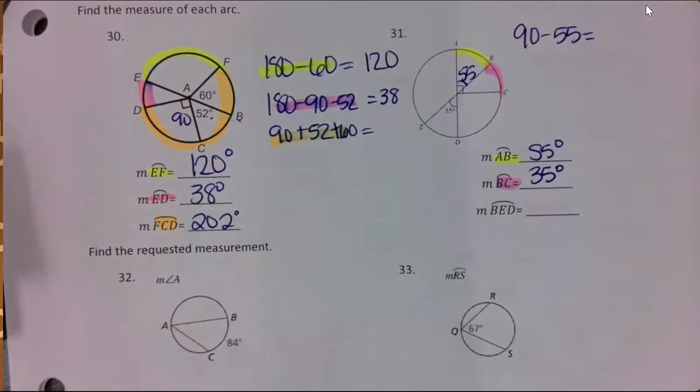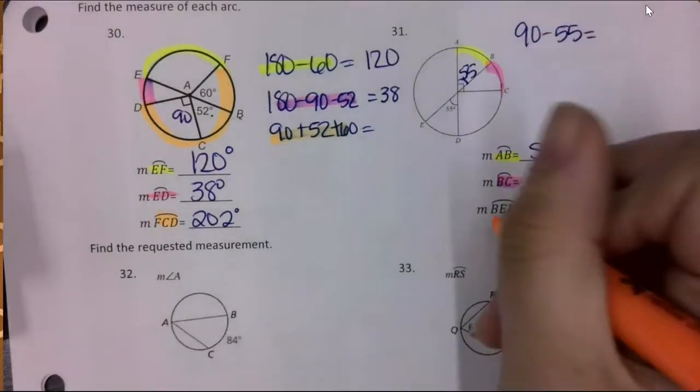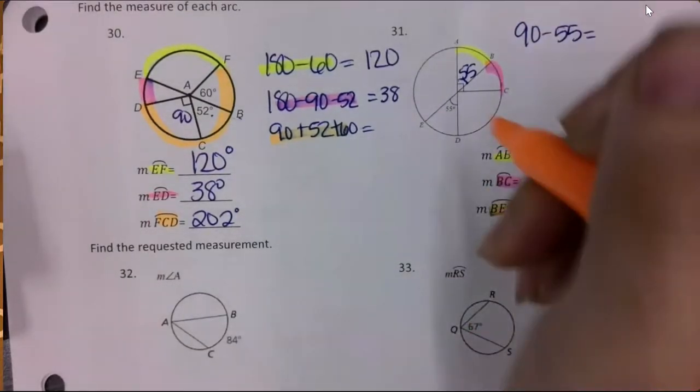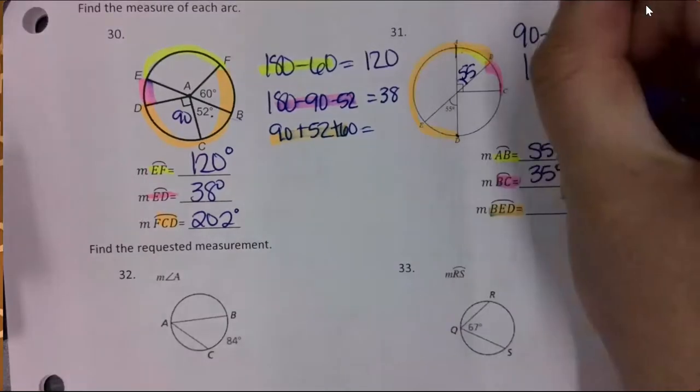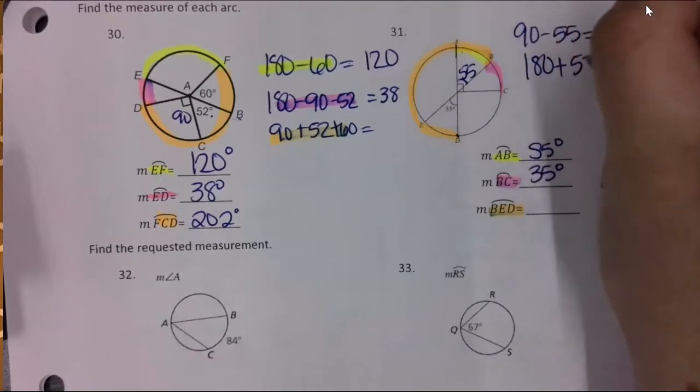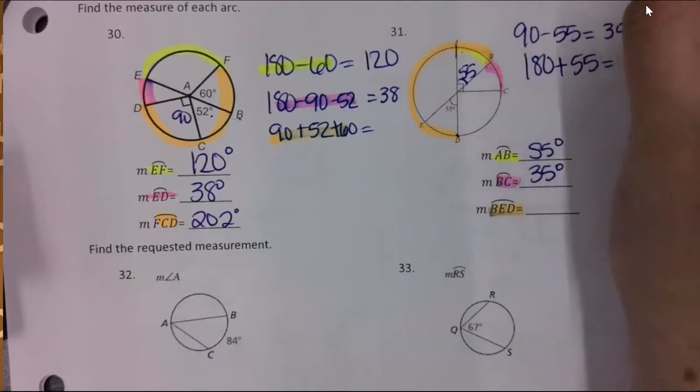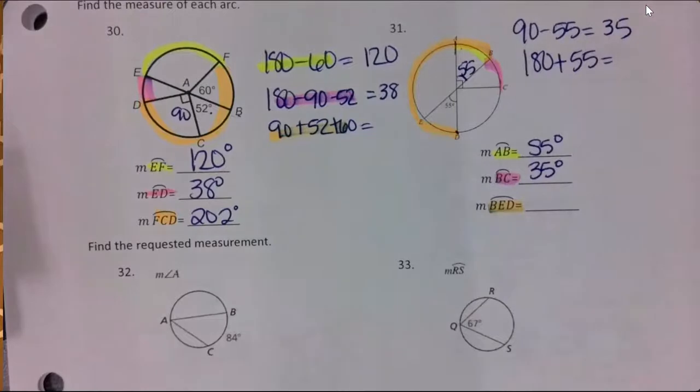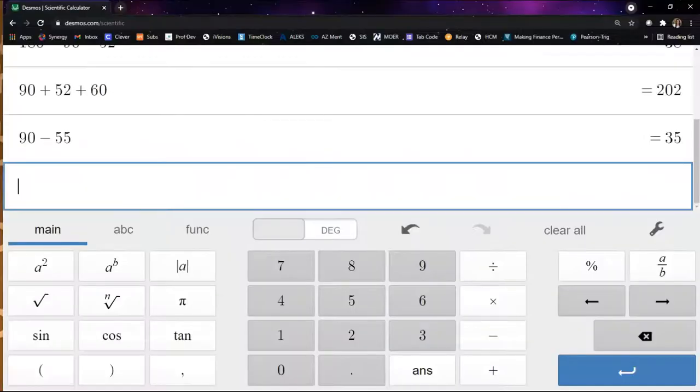Then I have BED, which is all of that. From A to D is 180, and then I add the 55. So I can go to Desmos and add that, which gets me 235.